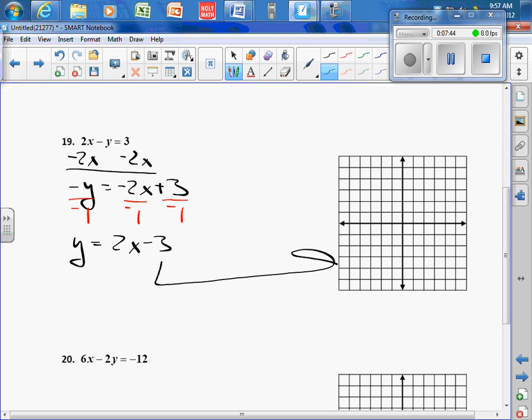Starting at negative 3 on the y-axis, we rise 2, run 1, down 2, left 1 if you need to, and we draw your line. Draw a solid line. Make sure you do use a straight edge and take your line all the way across the graph.